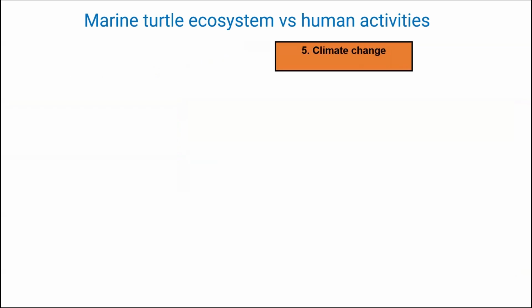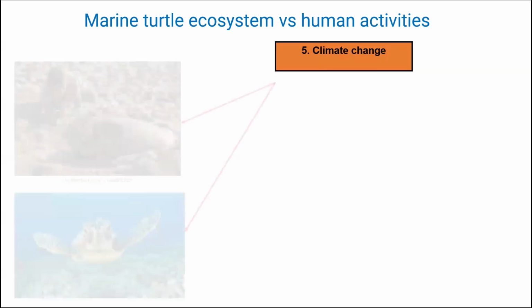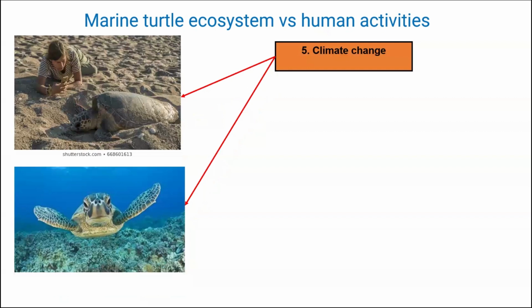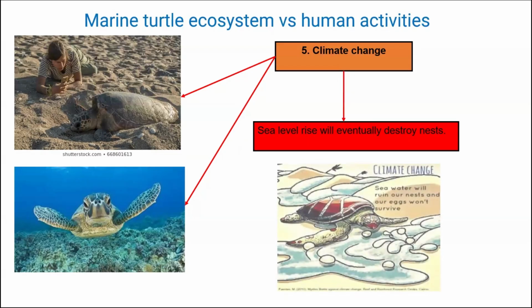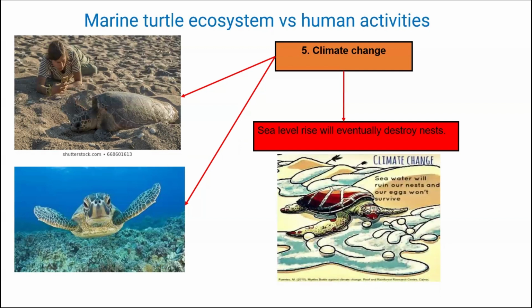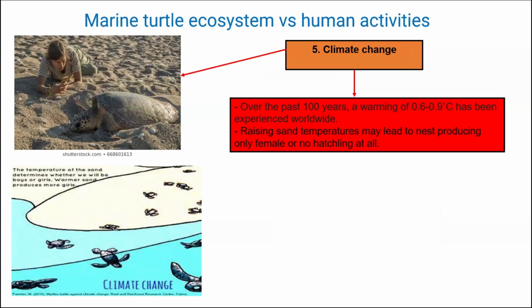So, coming to climate change, which is considered recently another threat to marine turtle populations, that again comes from human activities, or at least most people and scientists believe that global warming today is because we are causing it. Another direct impact on sea turtle populations is ice melting. The sea level will rise and eventually destroy the nests, because they lay the eggs on the beach. But what is most important is the temperature. It is estimated that over the past 100 years, a warming of 0.6 to 0.9 degrees Celsius has been experienced. And considering that marine turtles are cold-blooded animals, they are extremely sensitive to changes in temperature.